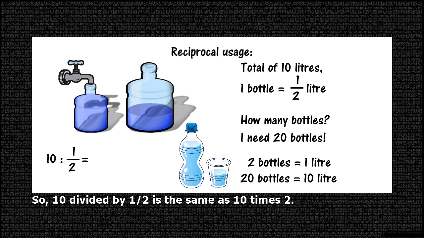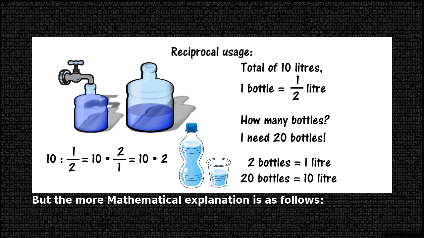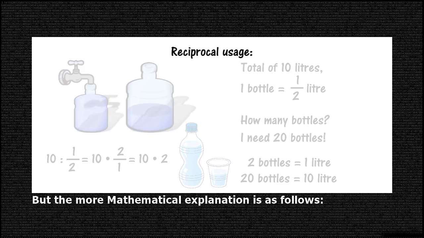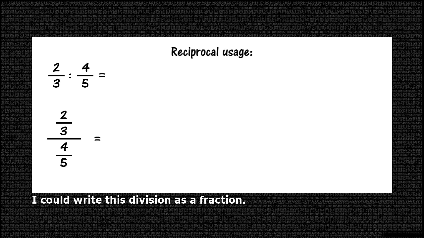So 10 divided by a half is the same as 10 times 2. By flipping the fraction and turning it into a multiplication, I receive the same answer. But the more mathematical explanation is as follows. Let's say we have this exercise. 2 over 3 divided by 4 over 5. I could write this division as a fraction.